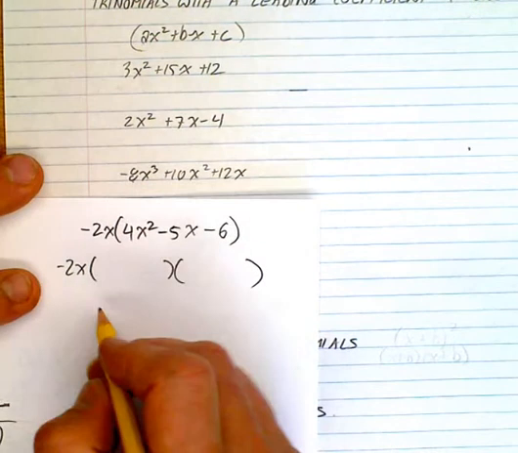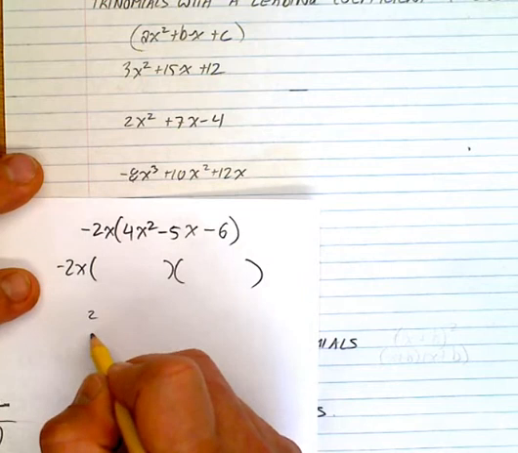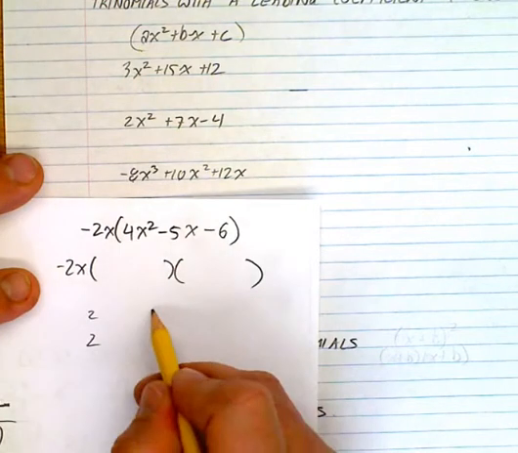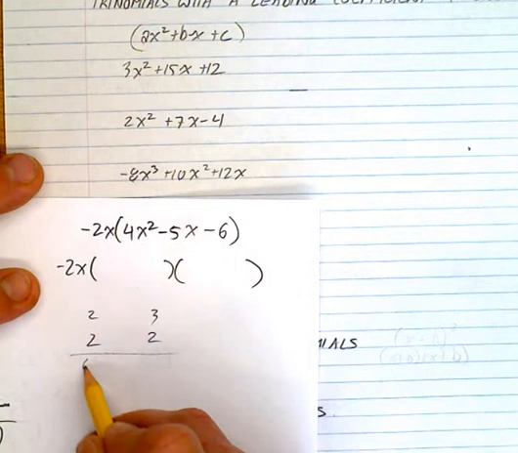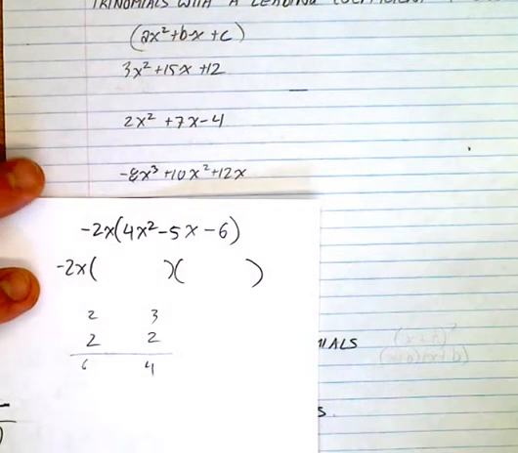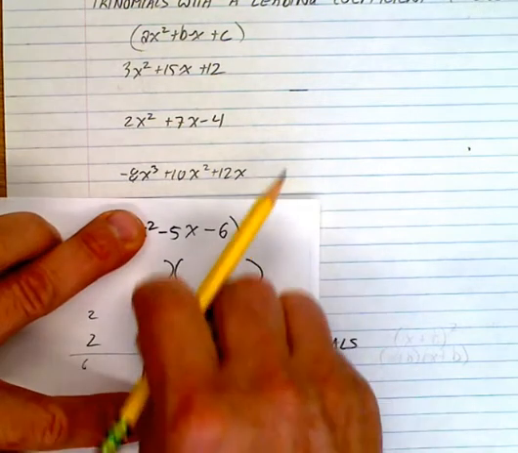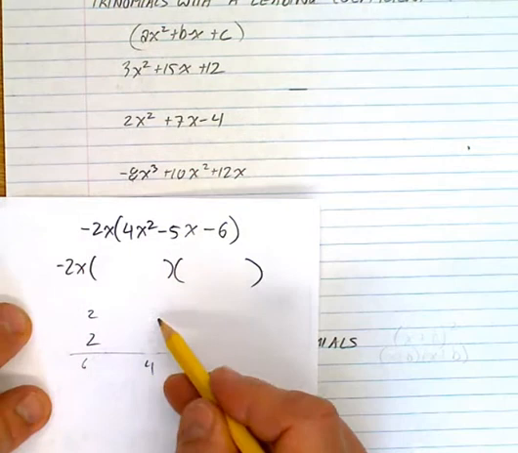Factors of 4. Let's go 2 and 2. Okay. Factors of 6. Let's go 3 and 2. That gives me 6 and 4. I can't get a 5. That's not going to work. How about, no point changing it to 2 and 3 because those are 2.